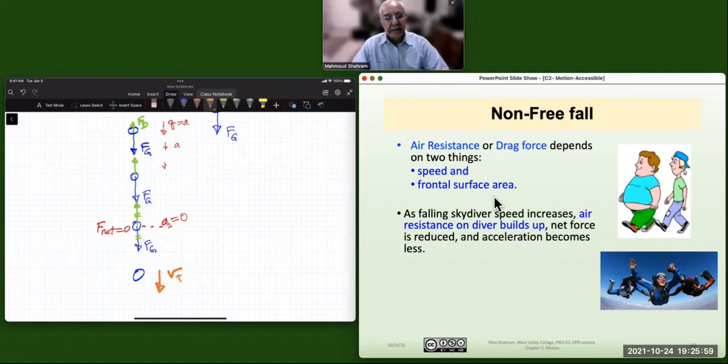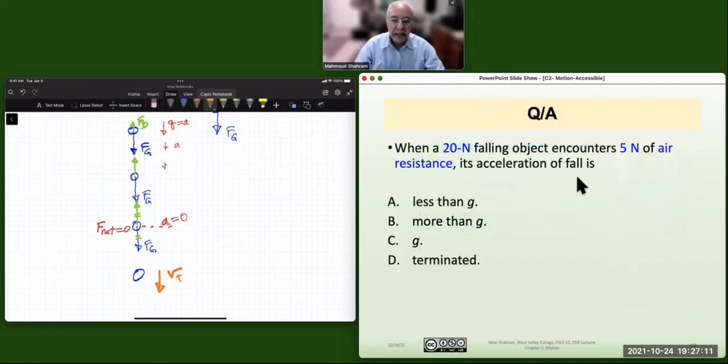So air resistance depends on how fast you're coming down and how big you are, or how big the cross-section surface area is. So if you notice, when you do skydiving, if you open up your arms and legs and come down flat, you come down slower. But if you make yourself like a straight line and dive, you come down faster. It means it depends on frontal surface area. So let me ask you this question now.